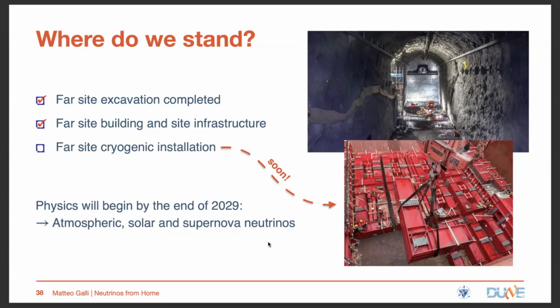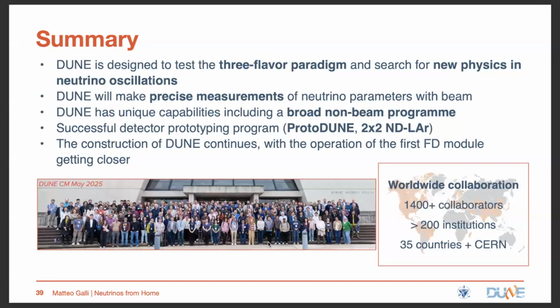In summary, DUNE is a next-generation experiment designed to answer fundamental questions, testing the three-flavor paradigm of neutrinos. It will deliver a definitive measurement of the neutrino mass ordering and will provide a unique resolution of delta CP values. I also gave you an idea about the large capabilities of this physics program in non-beam physics. Until now, we have had a successful detector prototype program with ProtoDUNE at CERN and 2x2 at Fermilab. Construction of the detector continues. Stay tuned. The first far detector modules are coming soon.